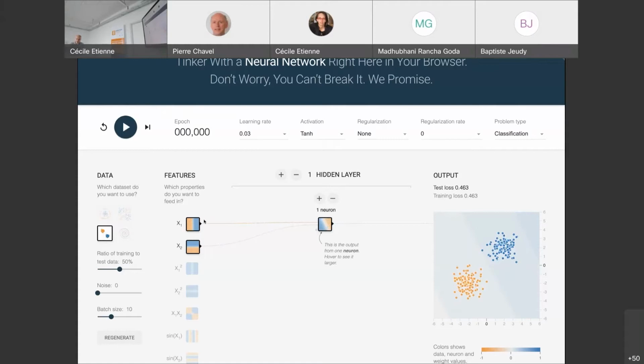And this is my neuron here. It has x1, x2 inputs. It has no hidden unit, and there is only one output unit. The output unit is basically a scalar value, a number which tells me whether it's orange or blue. So basically, if this is negative, then we'll consider it's orange. If it's positive, it's blue.